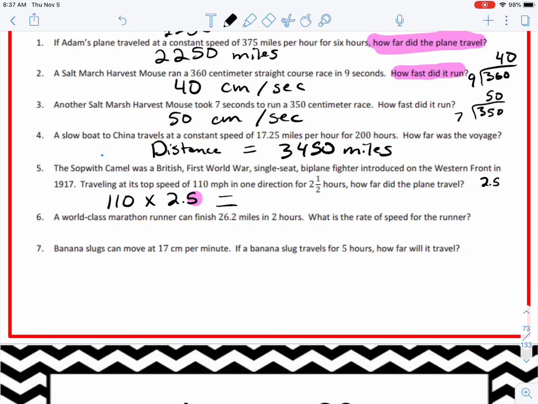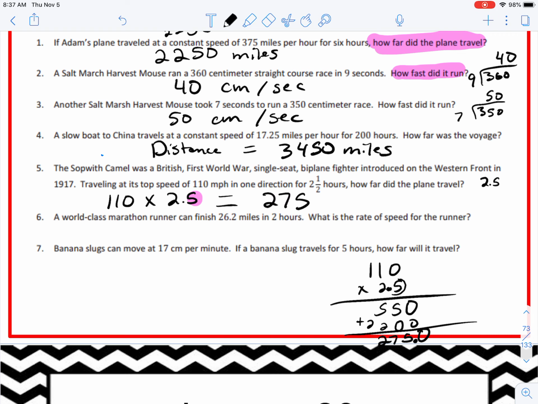You should have paused the video and multiplied 110 by 2.5. I'll do this right here at the bottom. This is 0, 5, 5, add a 0, 0, 2, 2. We add these up, 0, 5, 7, 2. Remember, there's 1 space after the decimal, so we have to add that to our answer. And we get 275 miles.